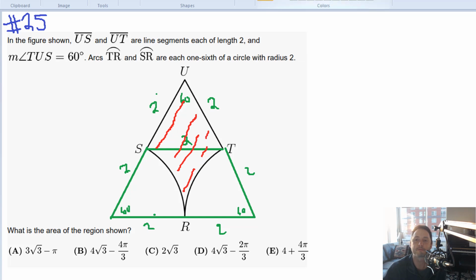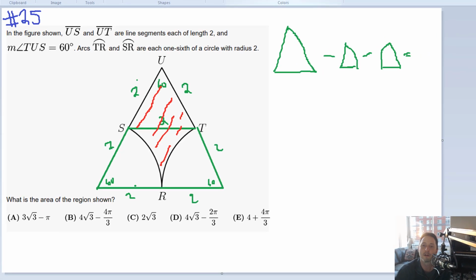Okay, so the red region is an irregular shape, and whenever you have an irregular shape, you want to represent it as a combination of some easier to handle shapes. So if we took the whole big triangle and we subtracted this arc over here and this arc over here, we would get our red area. Okay, that would get us to this red curve in here. So let's just look at this big triangle here.